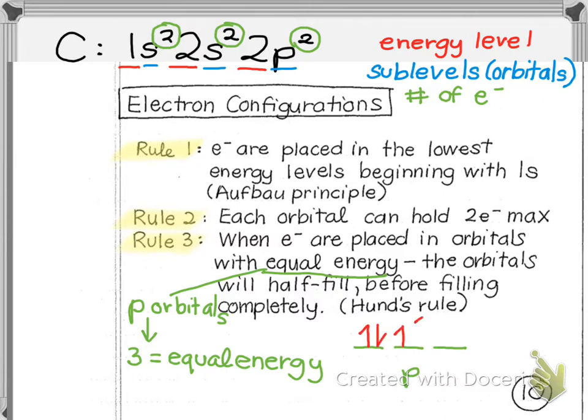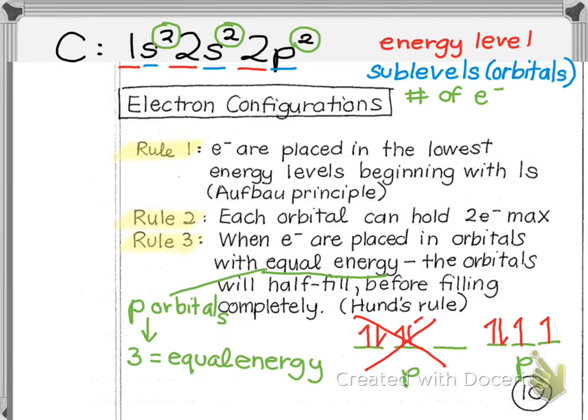I said 3 and then I only wrote 2. That's not very helpful. It wouldn't go 1, 2, 3. So it wouldn't do that. It says it's not going to do that. It says if I had 3 of them, what Hund's rule says is that I would go 1, 2, 3. And if I had a 4th one, then it would come and go.